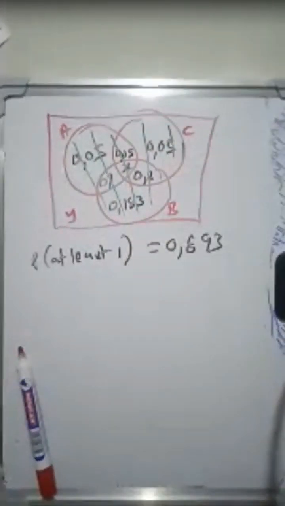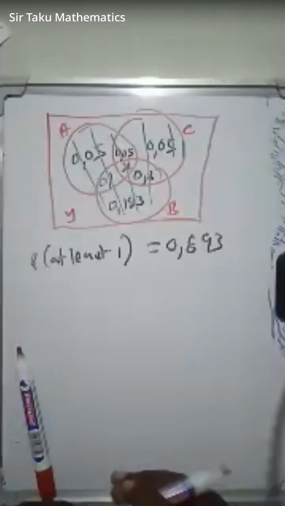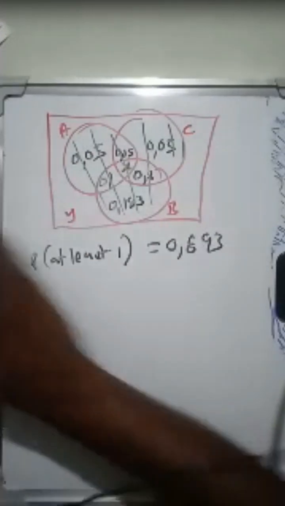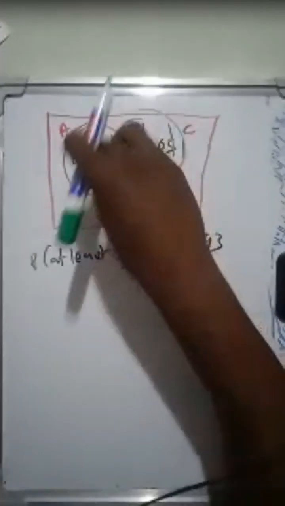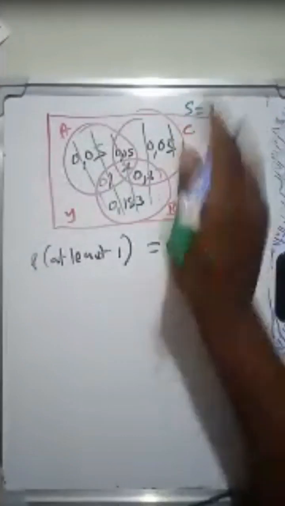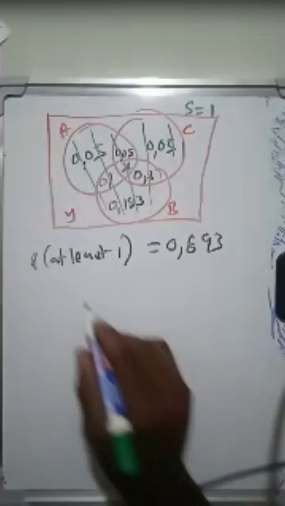That is at least what? One. This one. That is at least what? One. Okay? So that is simple. How do we get Y? If we add this one plus Y, we should get the sample space, which is 1, because they are talking about probabilities. Probabilities, if you add them all together, they should give you what? 1.